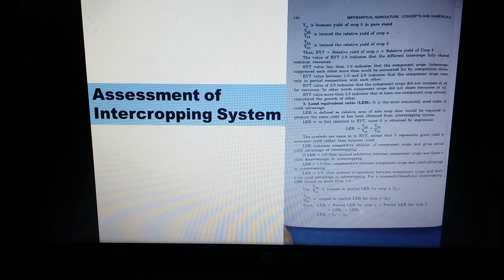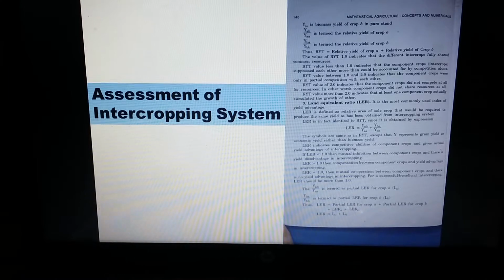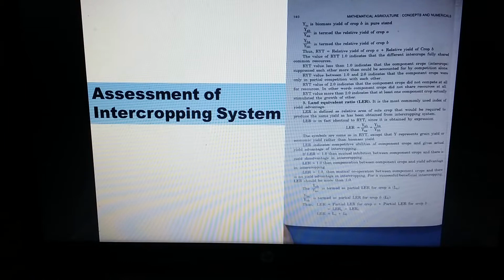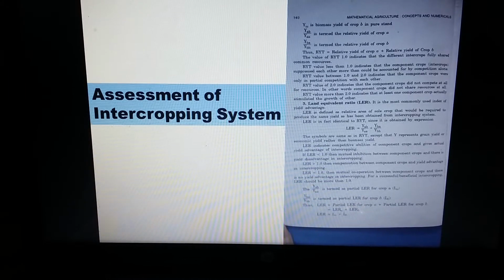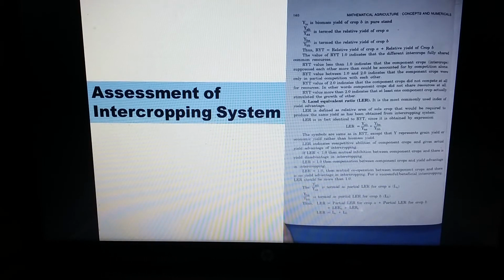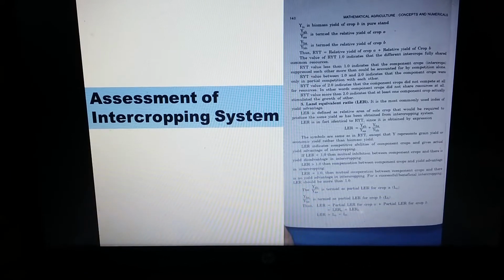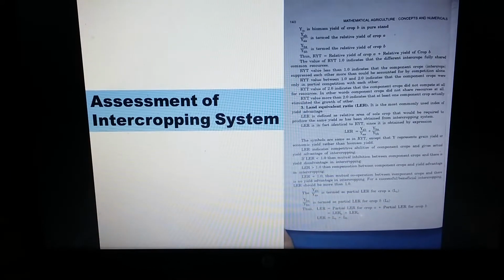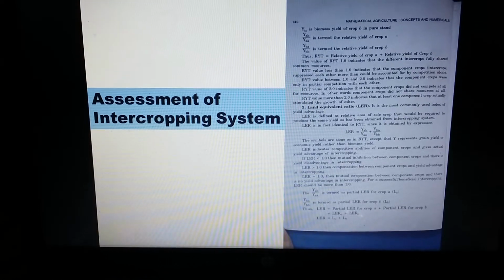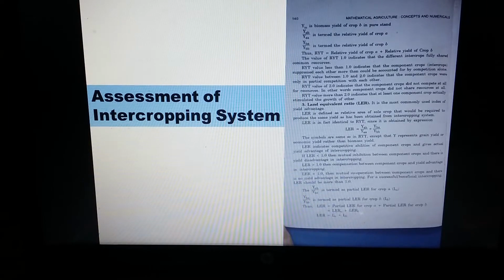Now, coming to the conclusion: if the value of relative yield total is 1, it indicates that the different intercrops fully share the common resources. If the relative yield total value is less than 1, that indicates that the component crops suppressed each other more than could be accounted for by competition alone. A relative yield total value between 1 and 2 indicates that the component crops were only in partial competition with each other.